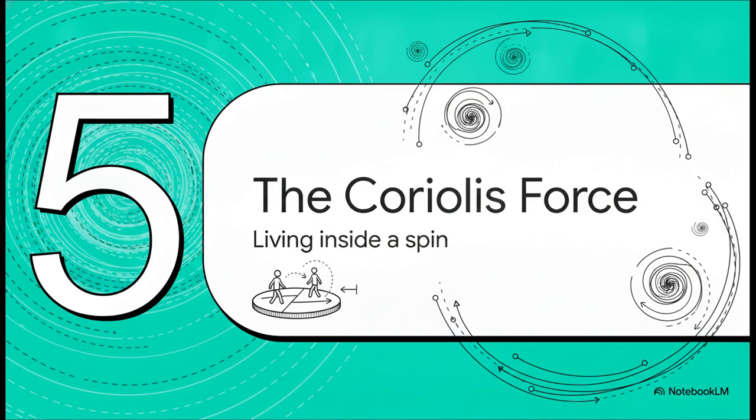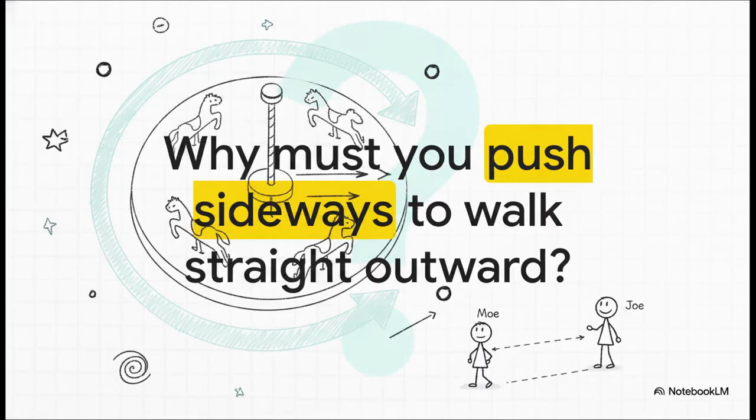And finally, Part 5. The strange Coriolis force. Let me pose a question that almost sounds like a riddle. Why does moving in a perfectly straight line outward on a spinning carousel require you to physically push sideways? The text sets up a brilliant thought experiment for this. Imagine a guy named Mo walking radially outward from the exact center of a merry-go-round, while his friend Joe just watches him from the stationary ground outside.